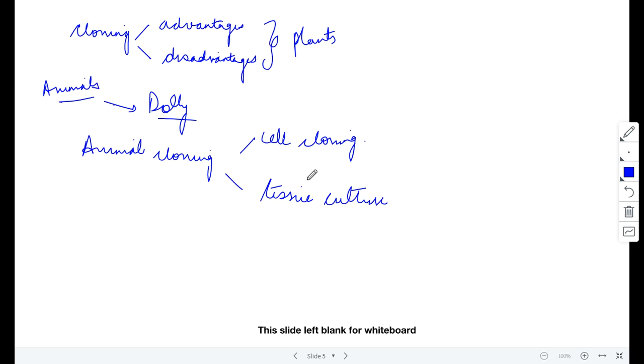So now what about animal cloning? The first thing in animal cloning, it is done in two ways. The first one is cell cloning, and the second one is tissue culture. So are you clear about that? Yeah. And then let's talk about the advantages of animal clones.